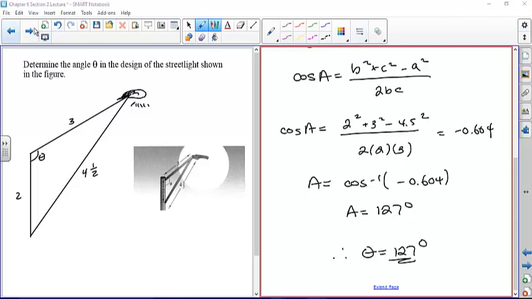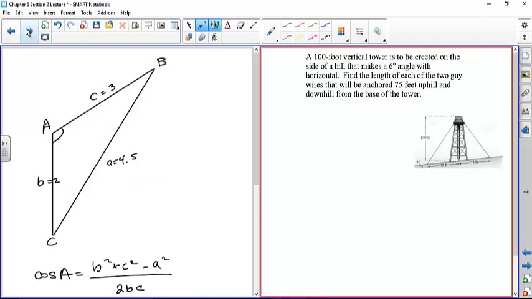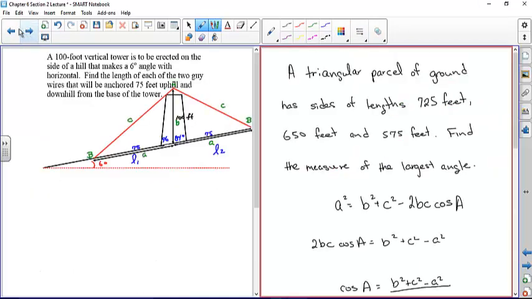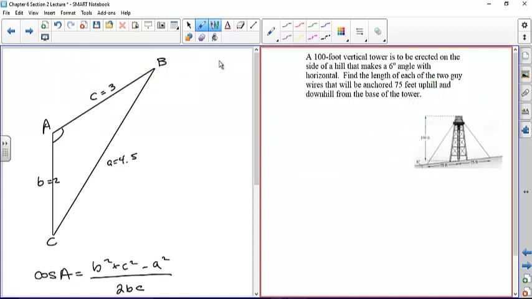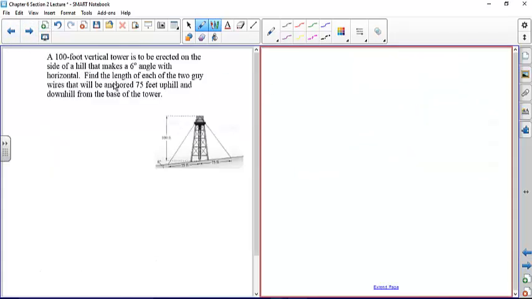Okay, we'll do one more example here. Actually, two more examples. So let's read this. We have a 100-foot vertical tower. It's to be erected on the side of a hill that makes a 6-degree angle with the horizontal. Find the length of each of the two guy wires that will be anchored 75 feet uphill and downhill from the base of the tower.